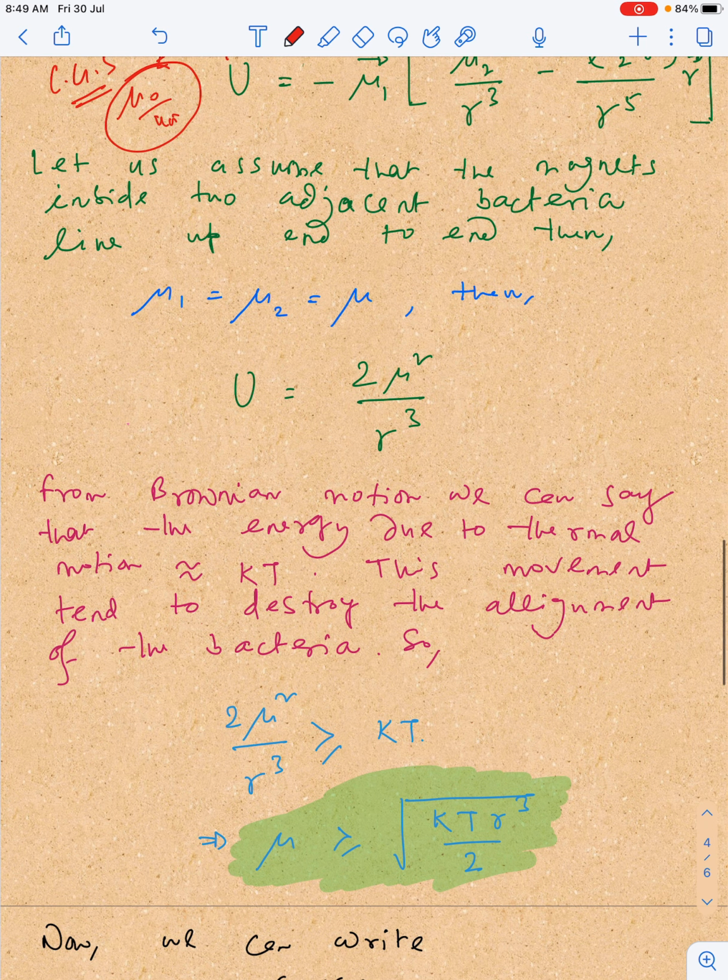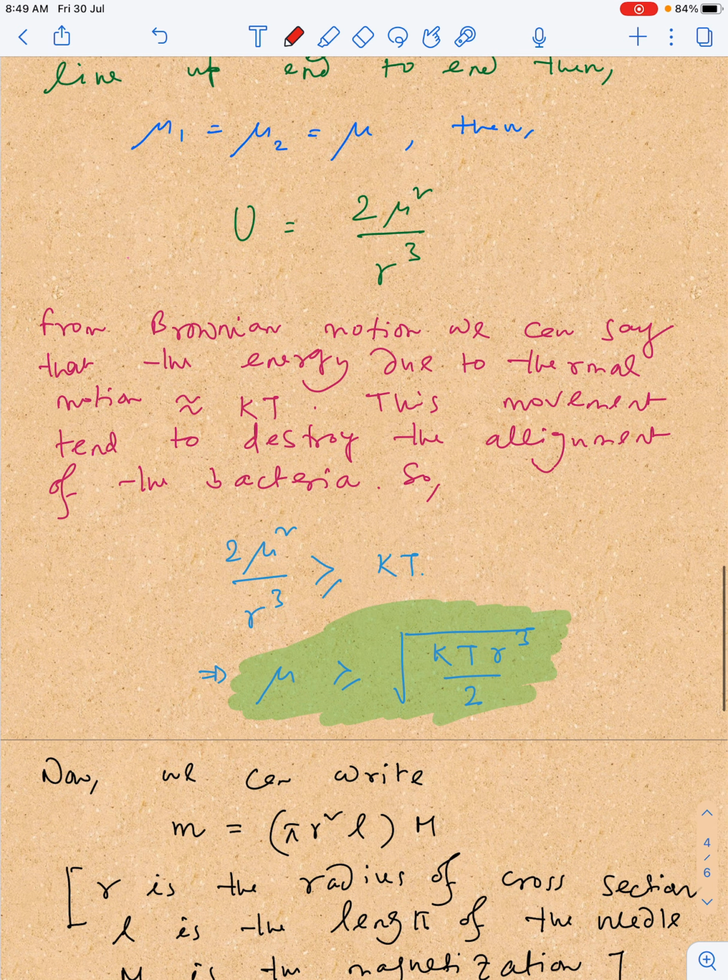Since they are in Brownian motion, in random thermal motion, we will follow KTG, and the order of energy that a single bacterium will have is KT. So 2 mu square by r cube equals KT, and mu equals root under of KT r cube by 2. So this is the magnetic dipole moment of the bacterium, right?